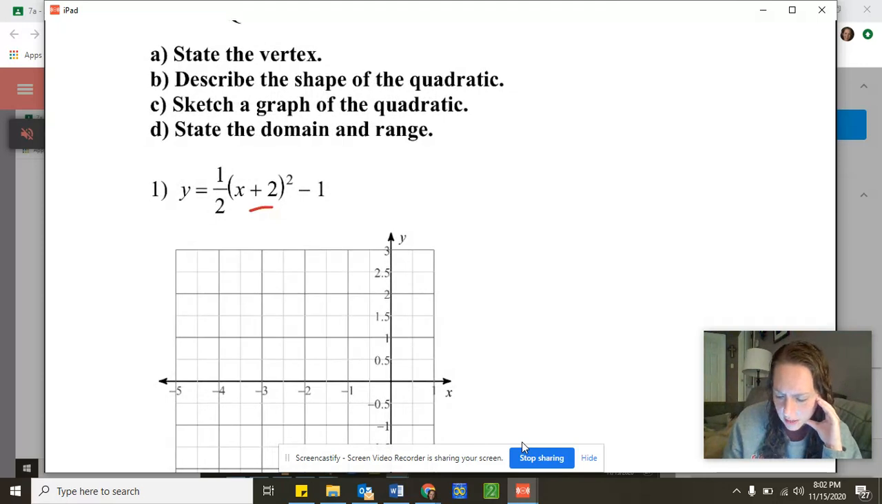So A says state the vertex. Well, my vertex is the point -2, -1. There we go. Took a second.